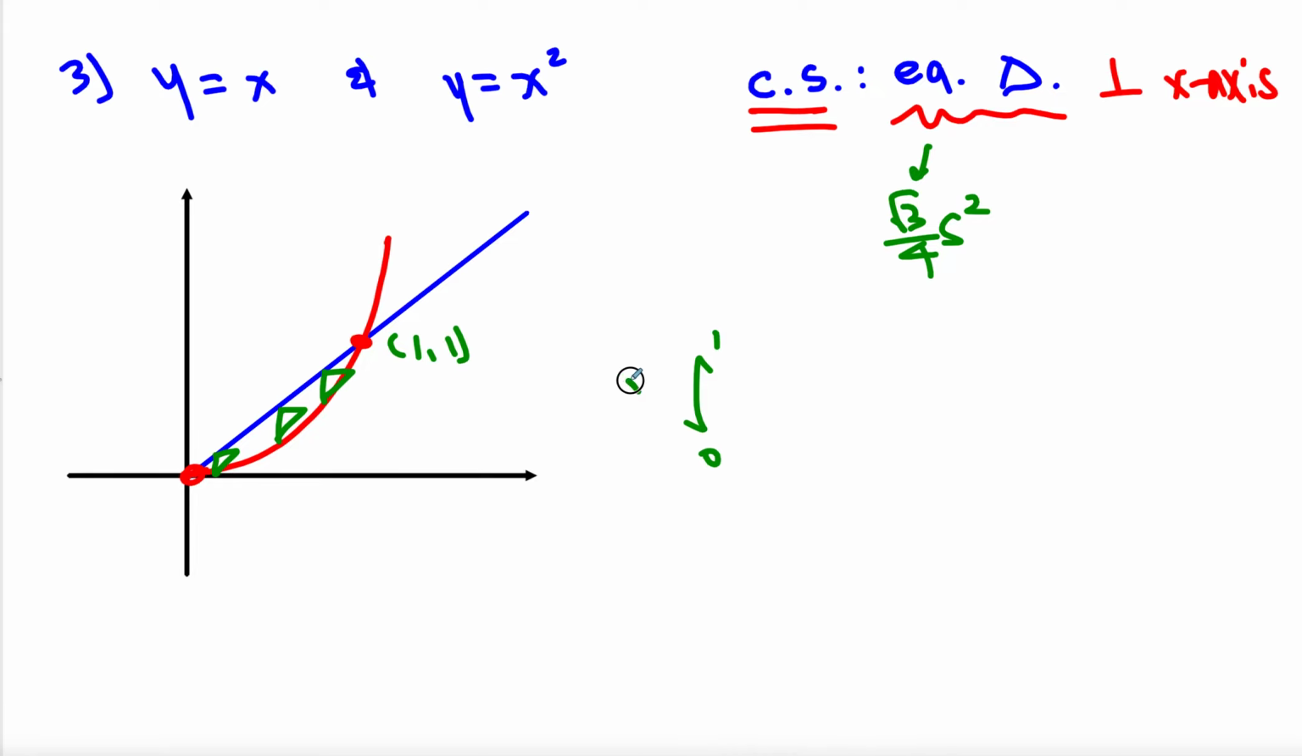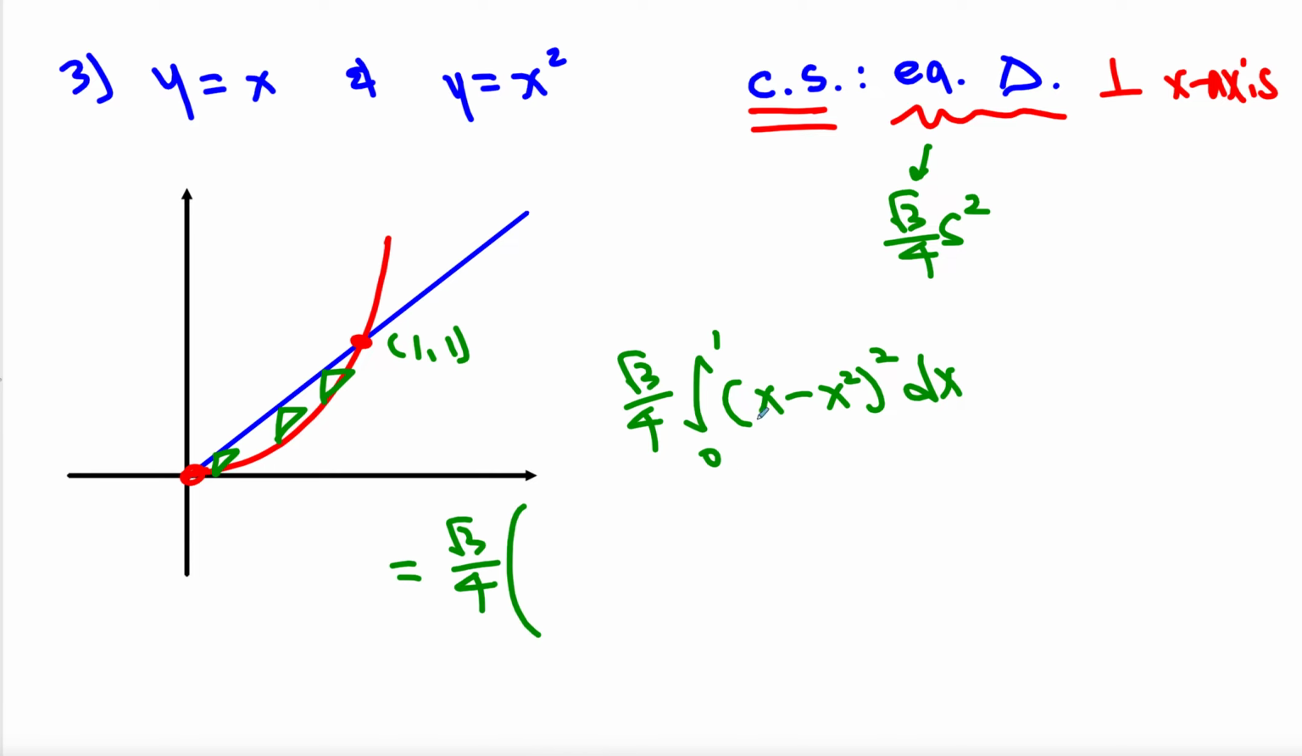And then radical 3 over 4 can be outside. And what is the length of one side of each triangle? It's the blue one, which is (x minus x squared) quantity squared dx. So then what do we have? Radical 3 over 4. This one, if I have to rewrite it, this one squared becomes what? x squared minus 2x cubed plus x to the 4th power dx.